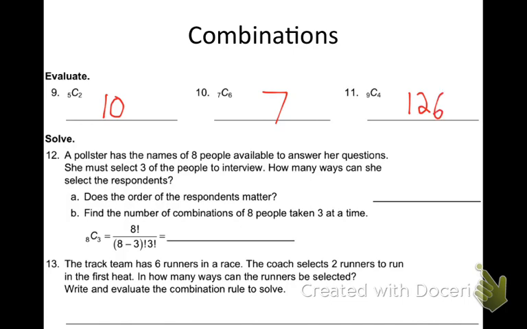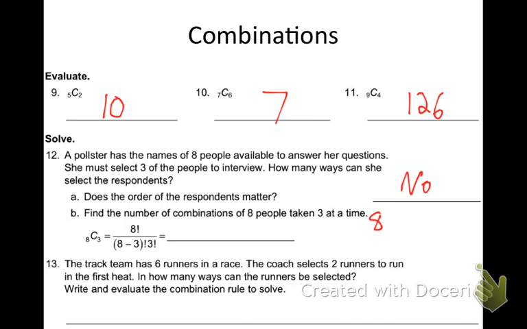Nice work. So let's look at number 12. A pollster has the names of 8 people available to answer her questions. She must select 3 of the people to interview. How many ways can she select the respondents? Does the order of the respondents matter? No, it does not. All 3 of them are interviewing. Find the number of combinations of 8 people taken 3 at a time.